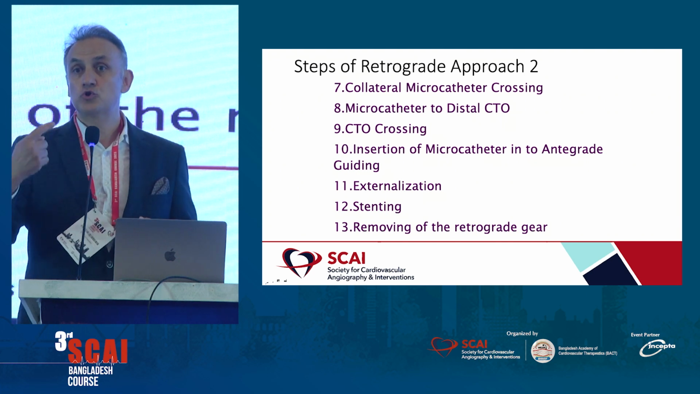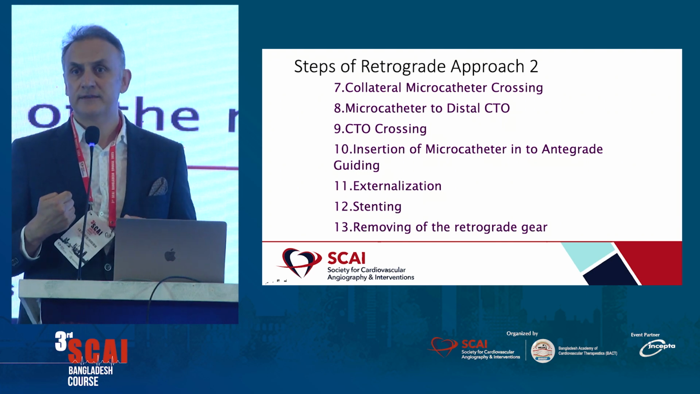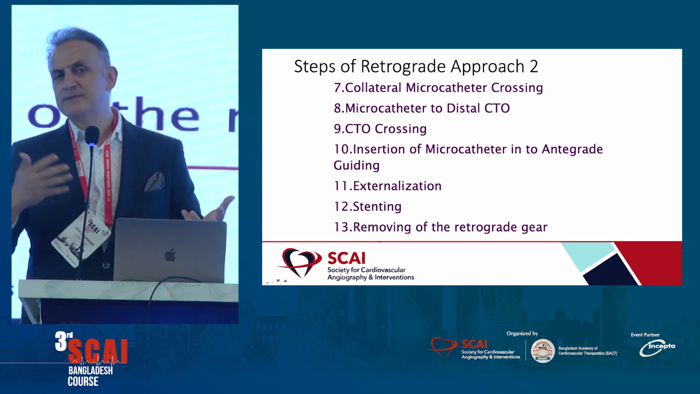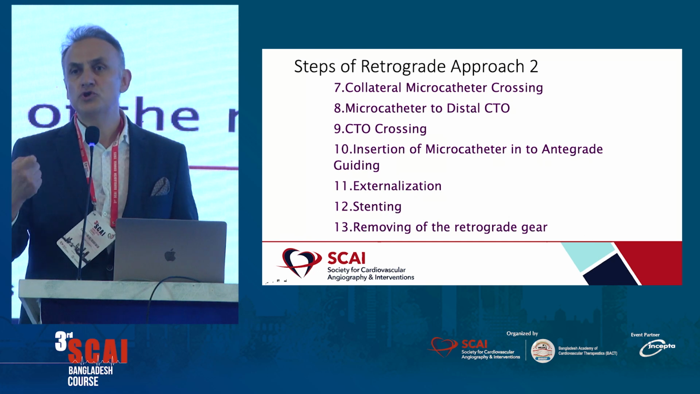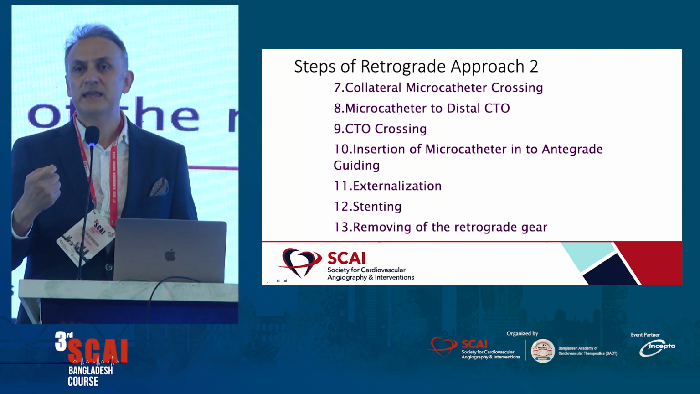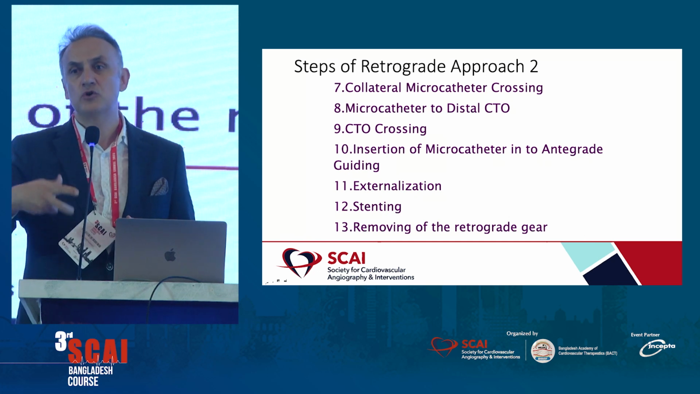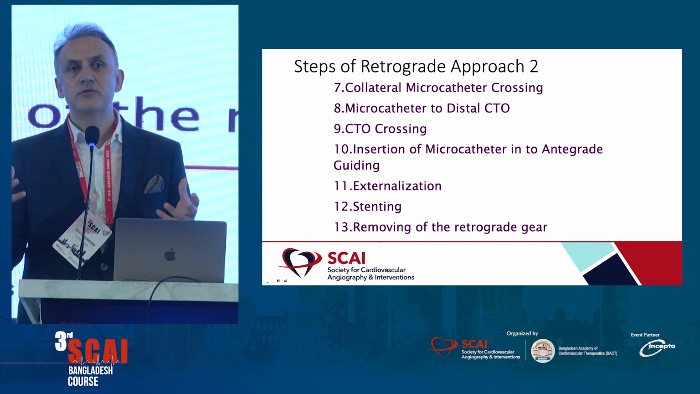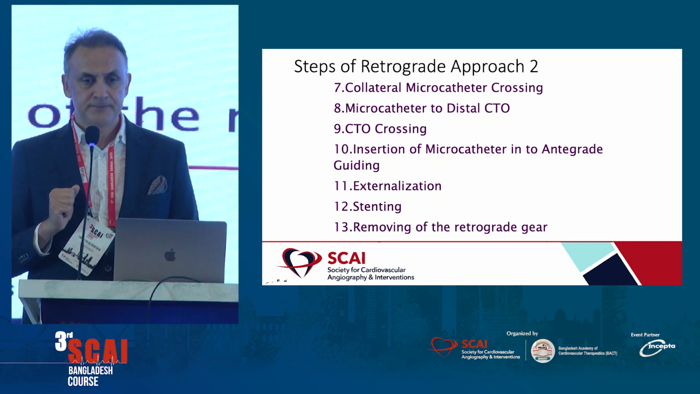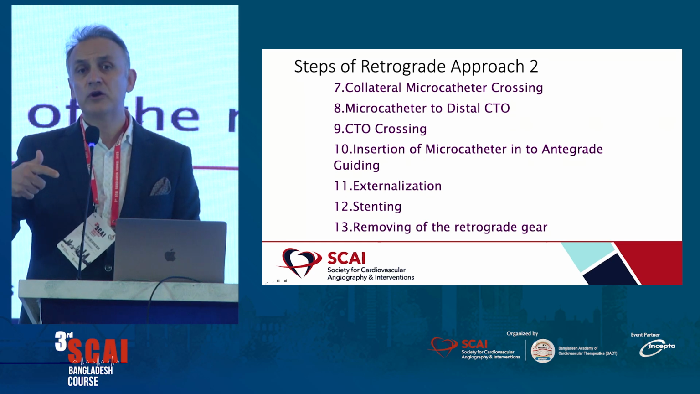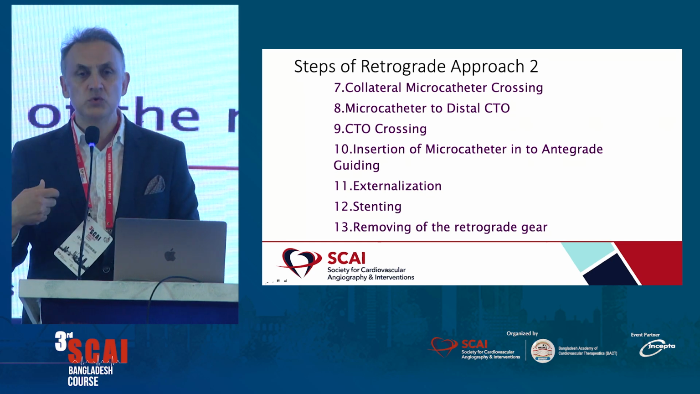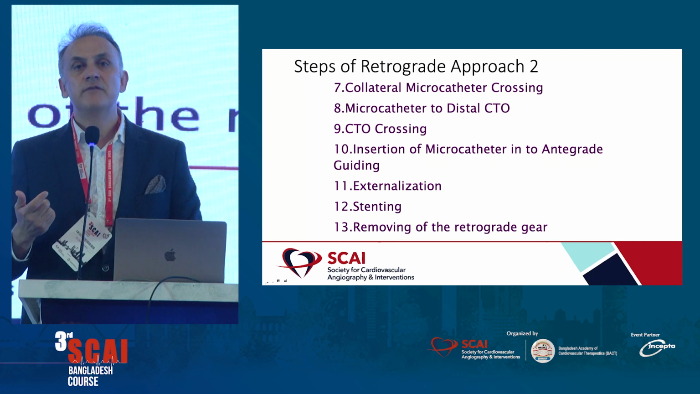After crossing the CTO with wires, we have to insert our microcatheter. That microcatheter should be in the antegrade guiding catheter. Then we have to push it. Sometimes it's difficult, there are tips and tricks for that. And then after we push our microcatheter into the antegrade guiding, we have to remove the CTO wire and we have to insert the RG wire, which is 330 centimeter. And then we call it externalization. After that, we do ballooning and stenting, and we finish the case.